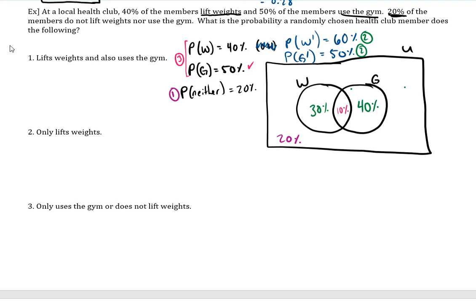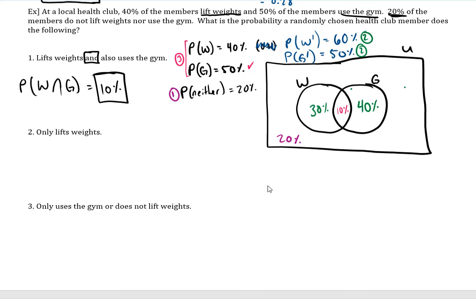All right, but now that we do have this, we should be able to answer any of their questions. So to number 1, the probability that a randomly chosen health club member lifts weights and also uses the gym. So if I wanted to, I could write this in set notation. Lifting weights, I said, was W, and the intersection symbol, and also uses the gym, that would be G. The intersection symbol is right in the middle, 10%. Okay, so 10% chance that they use both.